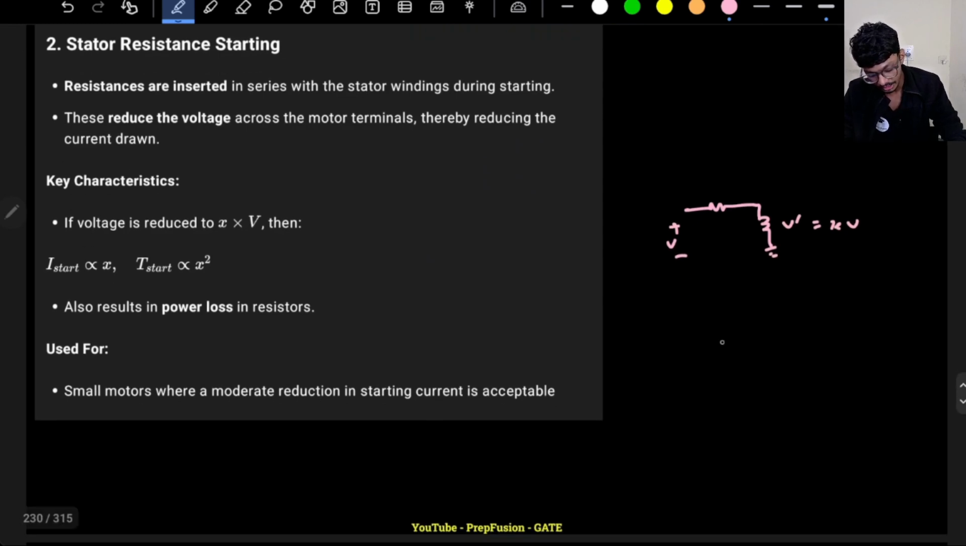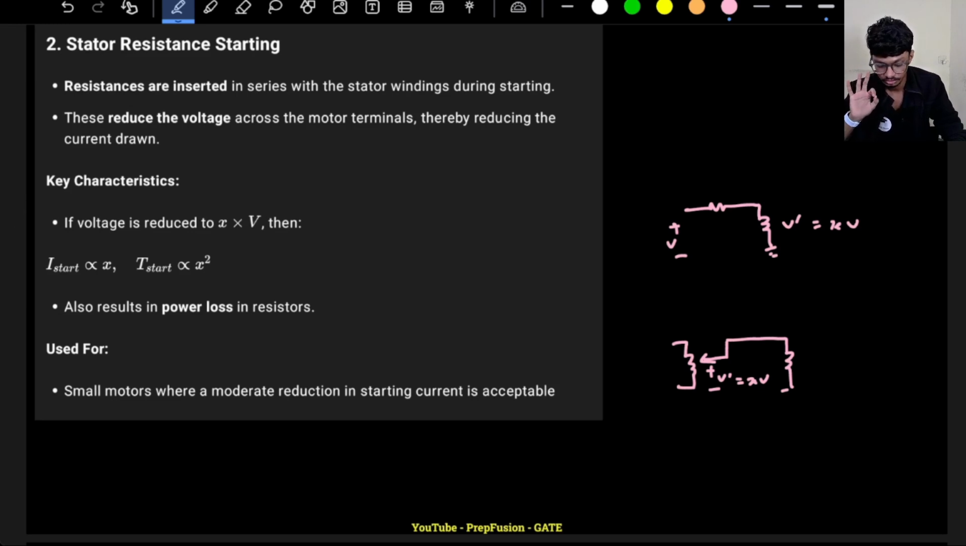But now, with the help of the auto transformer, I am directly reducing the voltage. So directly I am applying some V dash voltage over here, that is equal to X into V, and that is directly coming across the coils. This time there is no voltage division, because an auto transformer conserves the energy and power, that we know. So there is no dissipation or power loss. That is the advantage of this case. The voltage is getting reduced to X into V.